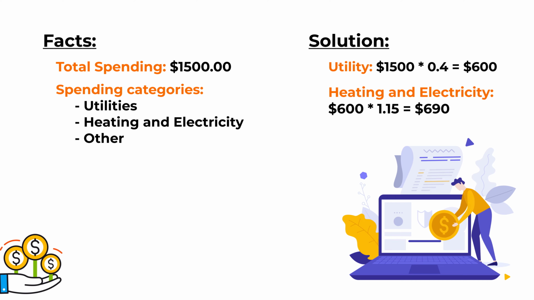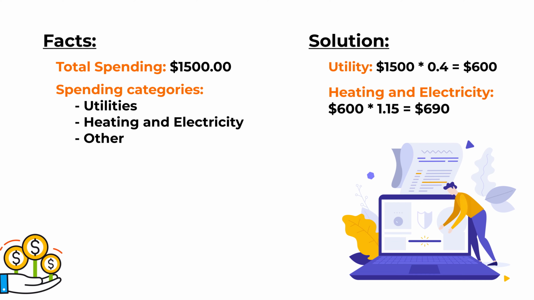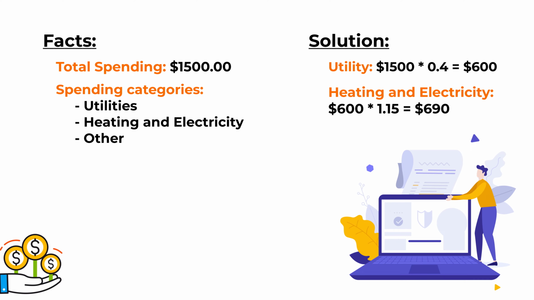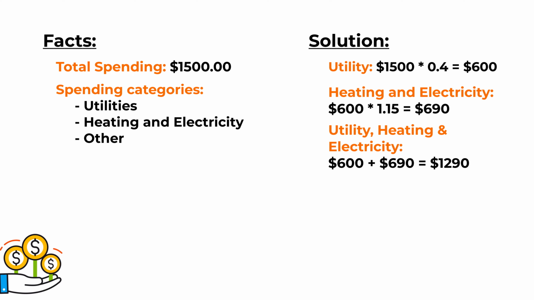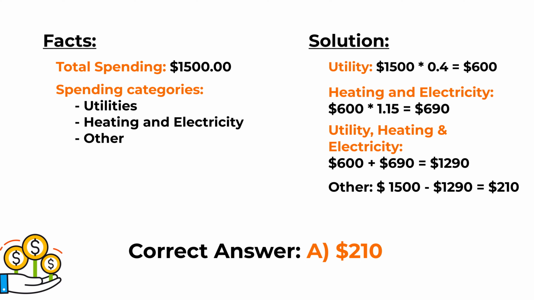Heating and electricity bill is 15% more than utility spending. So to calculate heating and electricity, we need to multiply 600 by 1.15, and the end result of this would be $690. To calculate utility, heating, and electricity spending together, we need to add 600 and $690. And the end result of this calculation will be $1,290. So the other spending category would be calculated as a subtraction of $1,290 from $1,500 and would be equal to $210. So the correct answer here is choice A, $210.